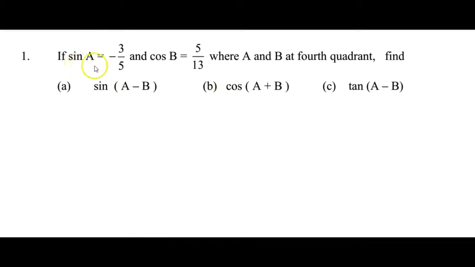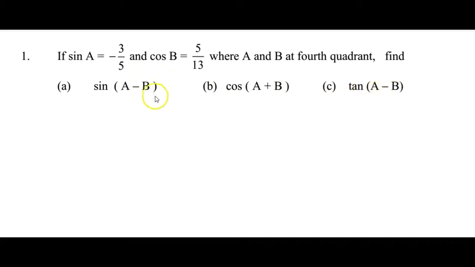Okay, so let's look at the first example on the problem involving the compound angle. We have sine A equals negative 3 over 5 and cos B equals 5 over 13, where A and B are at the fourth quadrant. So now the question already told you it is at the fourth quadrant. Later on, you need to sketch angle A and angle B at the fourth quadrant, on 2 separate Cartesian planes. After that, we need to find sine (A minus B), cos (A plus B), and tangent (A minus B).